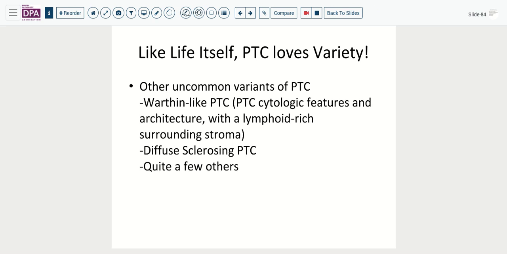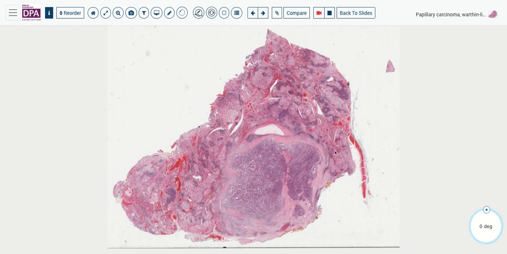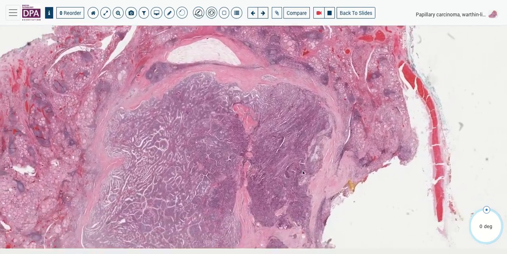Well, we indicated there are lots of varieties of papillary carcinoma. There are a few other uncommon variants that I have some slides for. One is the Warthin-like papillary thyroid carcinoma. So that, again, has papillary thyroid carcinoma-like nuclear cytologic features and architecture, but a very dense lymphoid-rich stroma, sort of like a Warthin's tumor. There's also a diffuse sclerosing variant of papillary thyroid carcinoma, which we've shown in some other work is a more aggressive form as well. So here's the first of these, the Warthin-like papillary thyroid carcinoma.